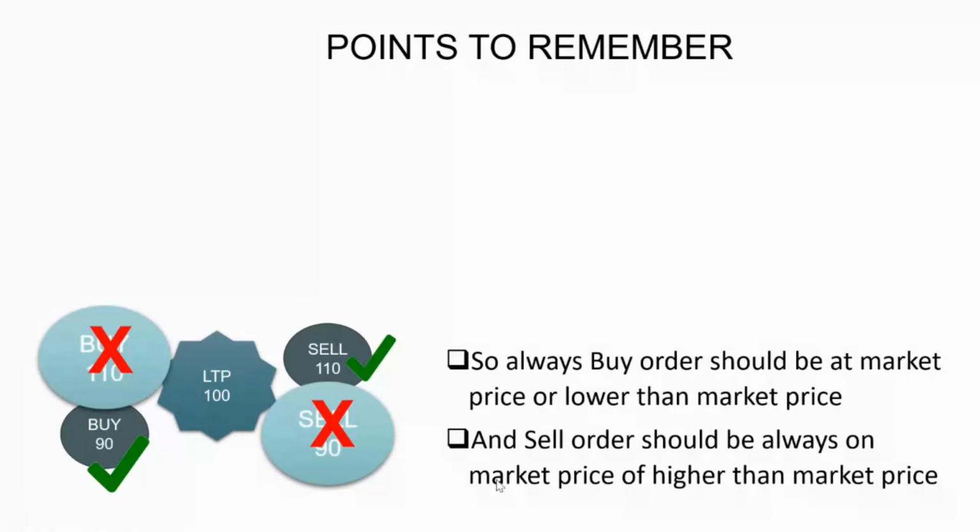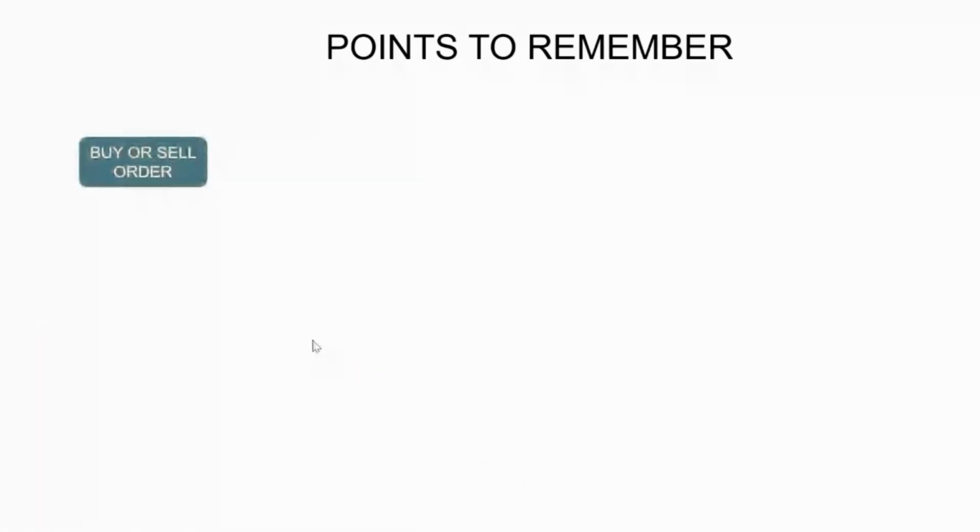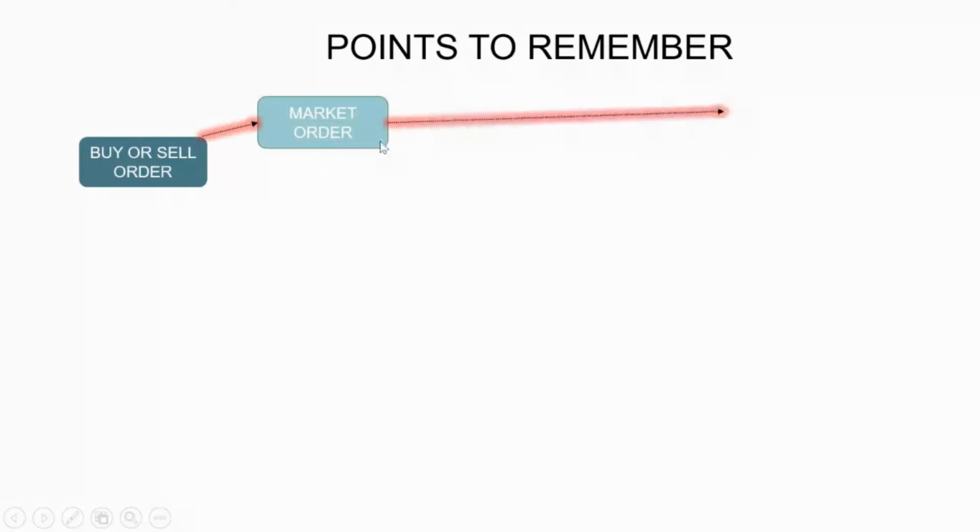Now let's see what happens when you place an order. If your order is a market order, then your order executes immediately. What does market order mean? That's right. It's a sell or buy order which you have decided to execute at the current market price. This means you agree to buy or sell your shares at the last traded price.